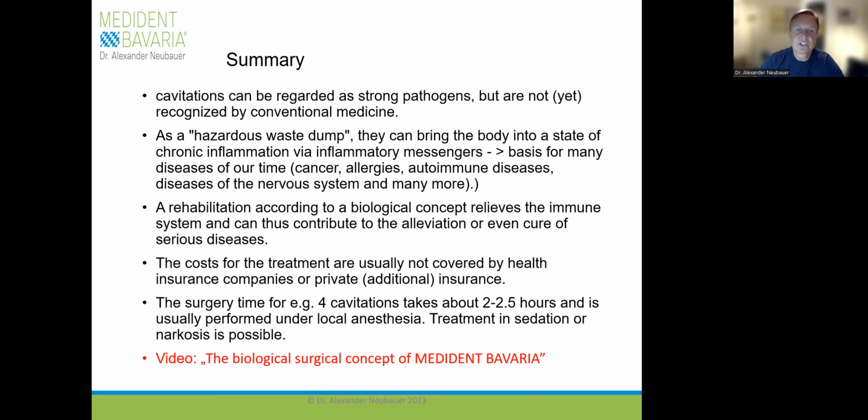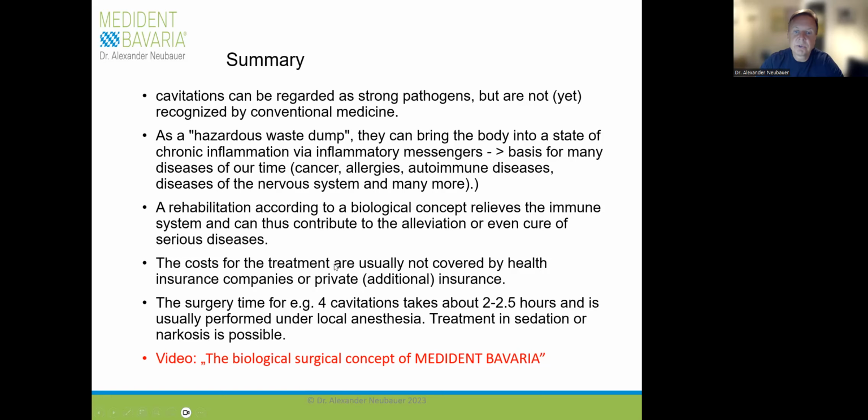A rehabilitation according to a biological concept relieves the immune system and can thus contribute to the alleviation or even cure of serious diseases. So that's why we're doing it. We not only want to have your healthy bone, we want to have a big, big impact on your health situation. We want to have a big, big improvement of your health, and that the symptoms you had before will disappear. This is our aim, and this is what we are going for.